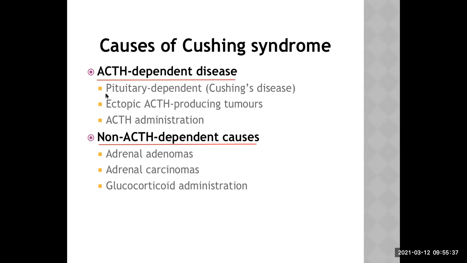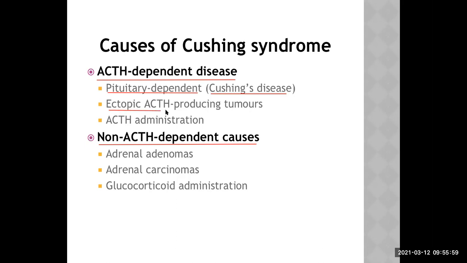One of that is called Cushing's disease, where a pituitary tumor is there, usually in the pituitary gland, and that pituitary tumor is producing more ACTH. This is known as Cushing's disease. Remember the term. It is not known as Cushing syndrome. It is known as Cushing's disease.